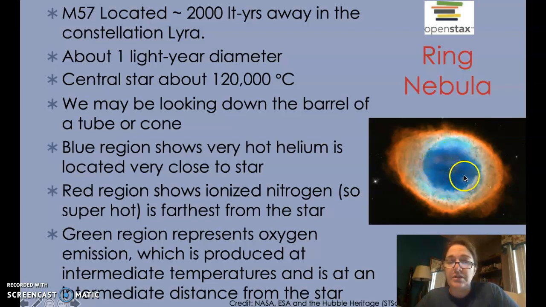The blue region is very hot helium located close to the star. The red regions out here are ionized nitrogen, so super hot. That is the outermost regions of the star that have exploded off. And then they call it green, this pale teal, light blue, seafoam green region. That is oxygen emission, so intermediate temperature. So this explosion gets hotter as we go out.